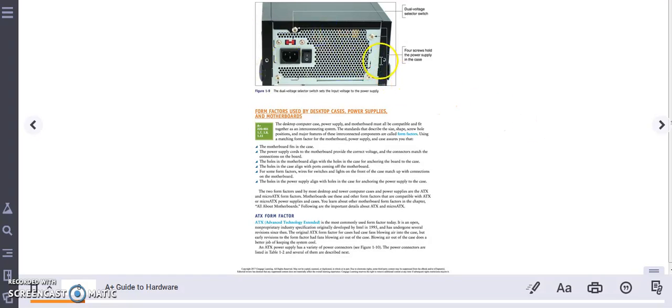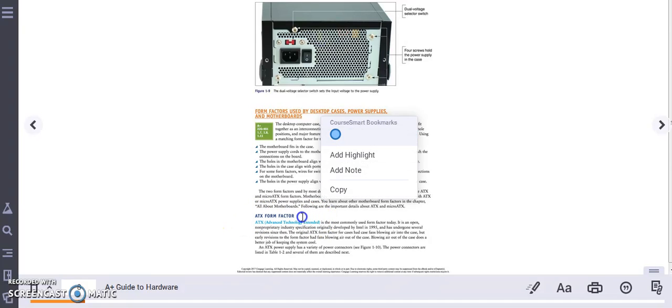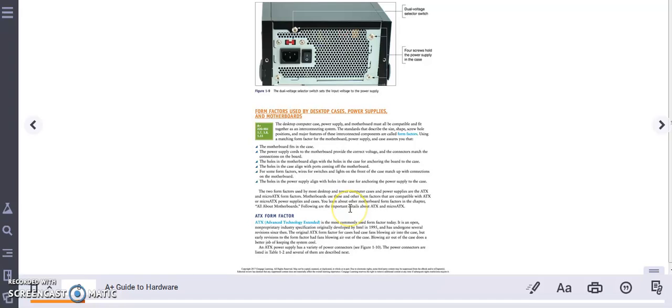And here the chapter talks about the power supply. And it also talks about ATX form factor. ATX stands for Advanced Technology Extended. This is the most popular form factor there is currently for desktop machines.